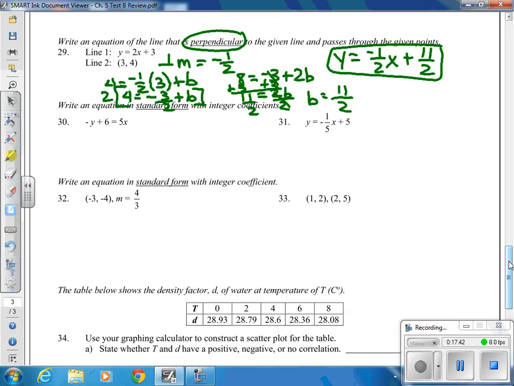Right, for 30 and 31, you're asked to write the equation in standard form. Integer coefficients just means no fractions, no decimals, which is one of the rules anyway. So for number 30, what you notice is that some things are on the wrong side, but you really don't have to move too much. If you know the x and the y have to be together on the same side, go ahead and add the y over. And then now you've got 6 equals 5x plus y, right?